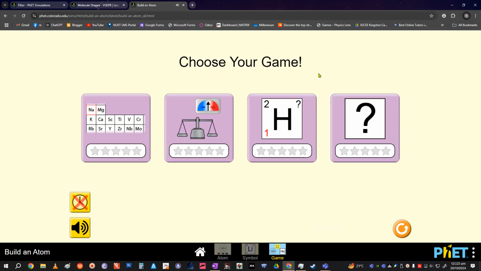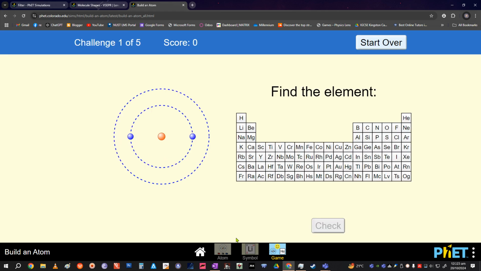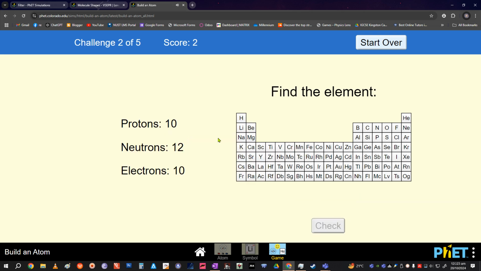Okay, let's start over. Oh, I started over, sorry. So this is going to be hydrogen again, and an ion. Next, okay, this one. You're going to click 5 of them. Which one is it now?